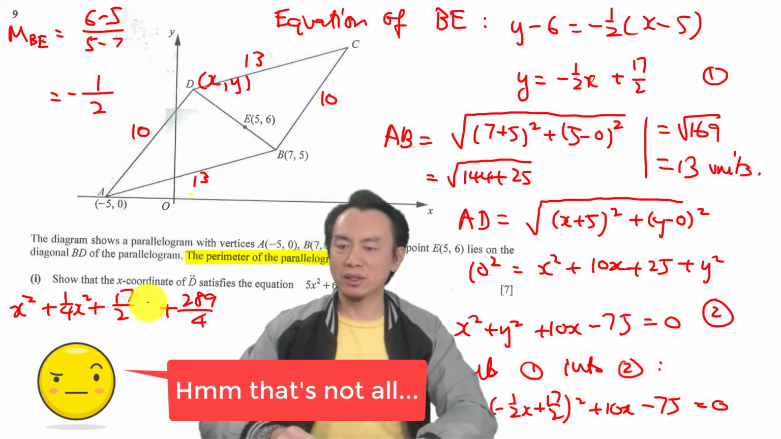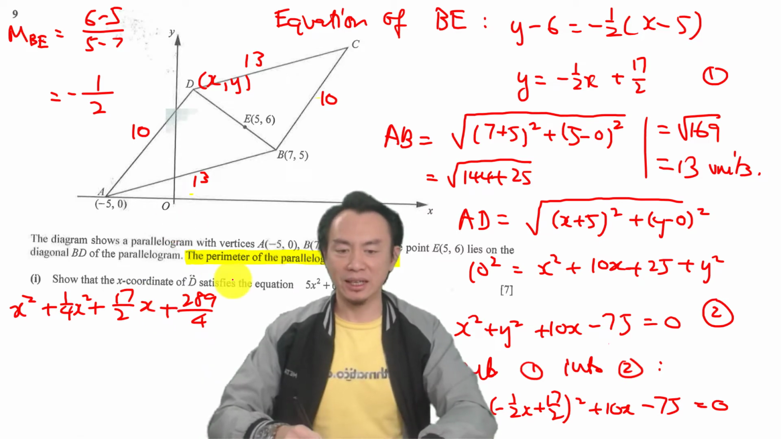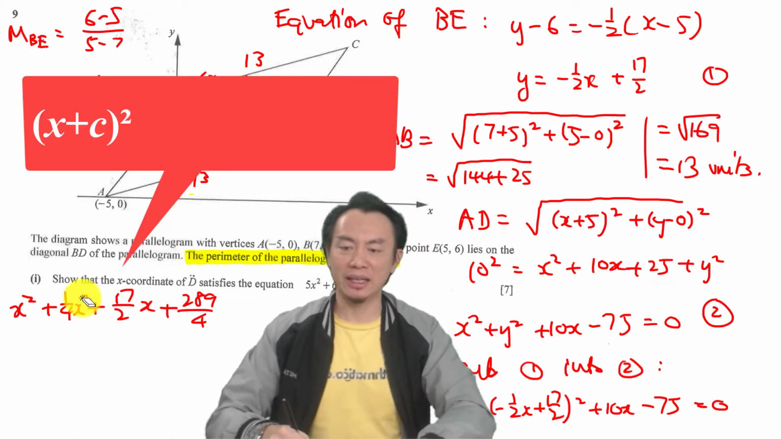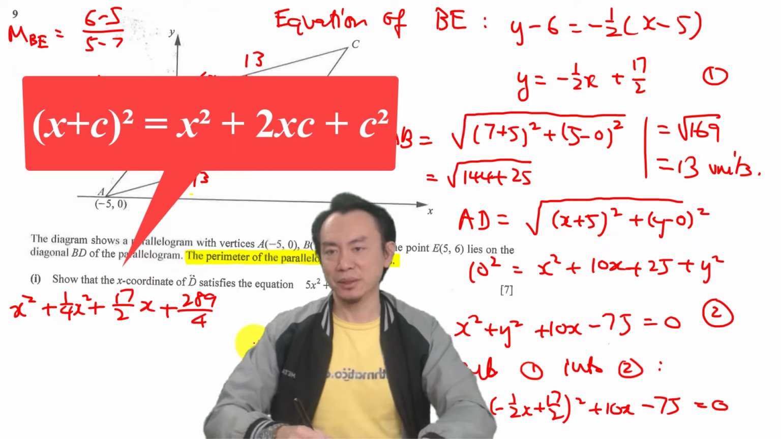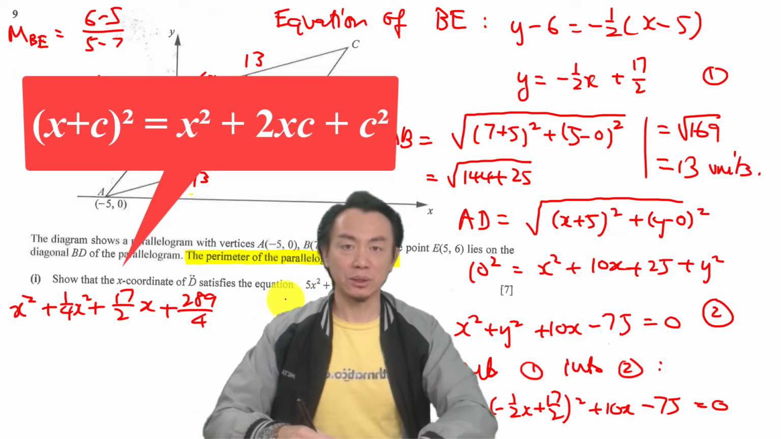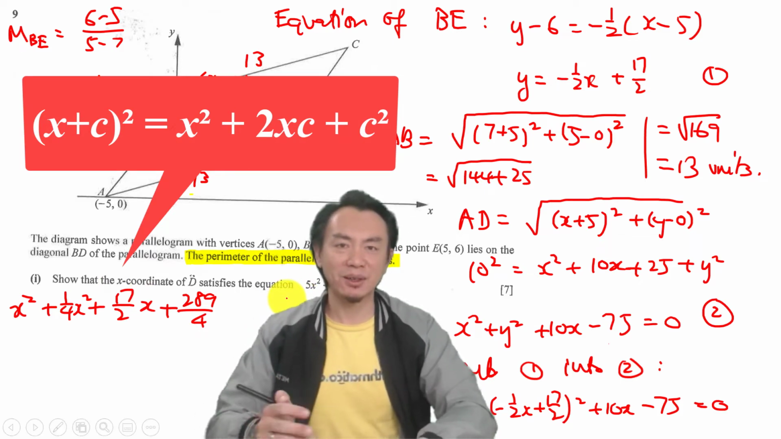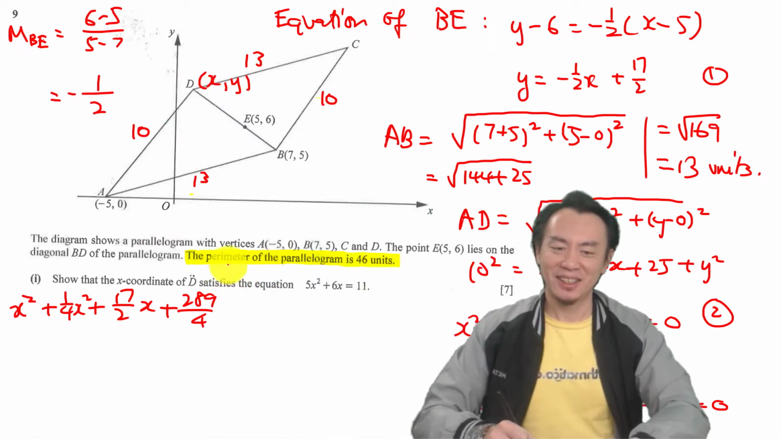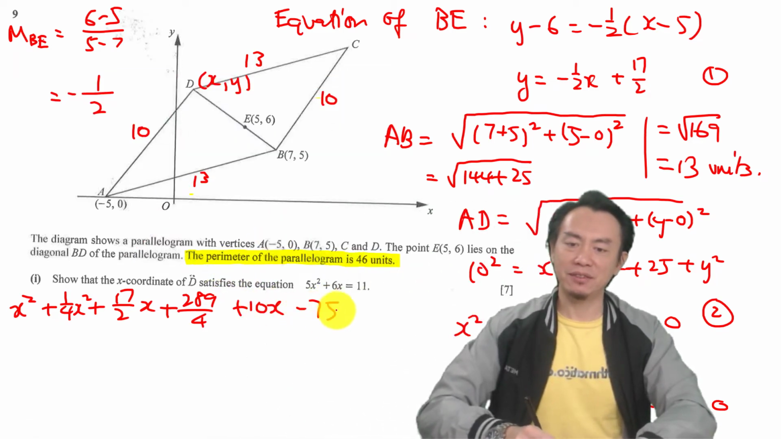I caught myself because I'm always mindful that in this a plus b bracket square, I get an x squared term, an x term, and a constant term. Okay, so that's always very important to bear in mind. So if you don't see it, you know immediately something is wrong. Plus 10x minus 75 is equals to 0.